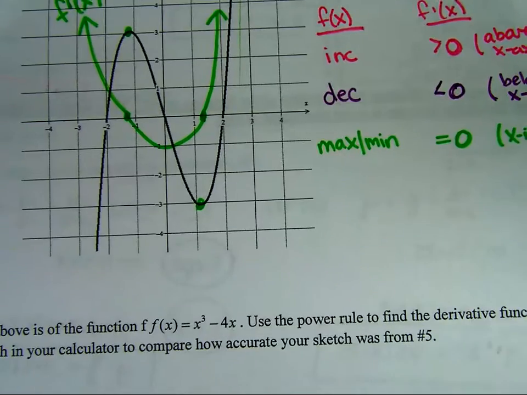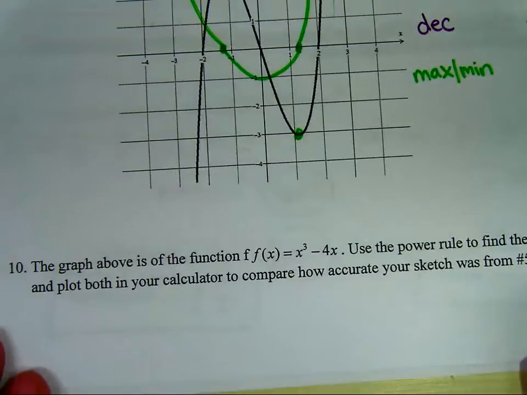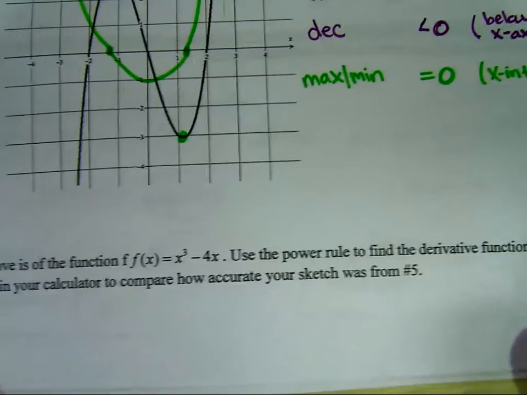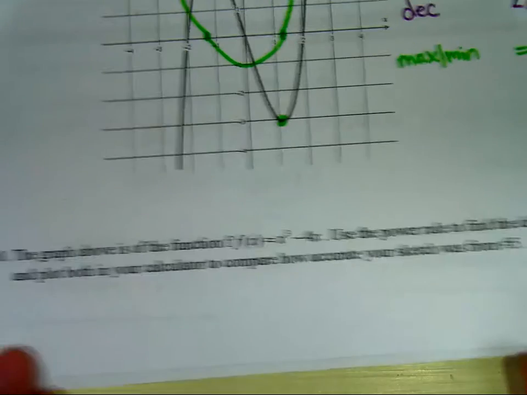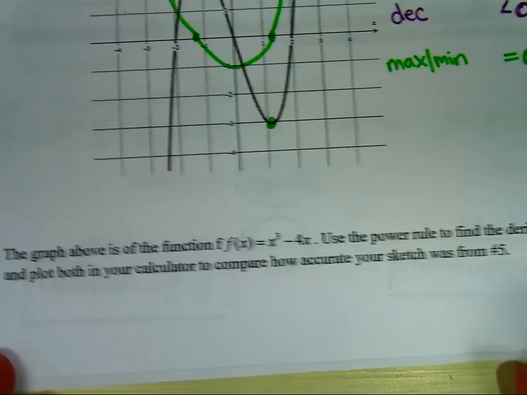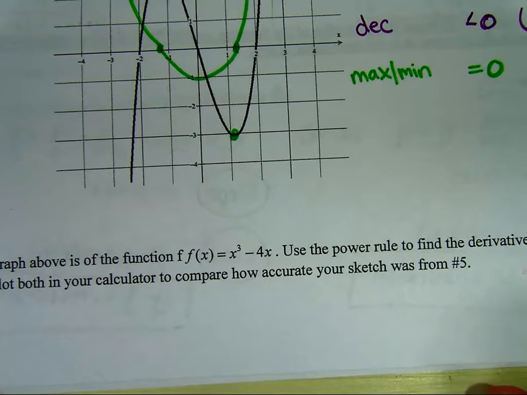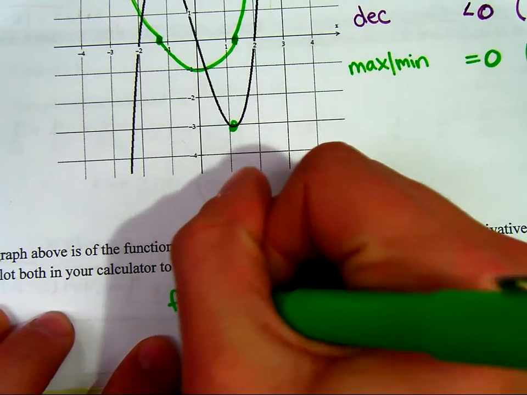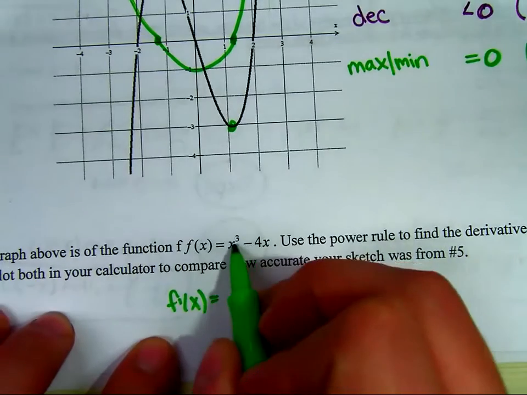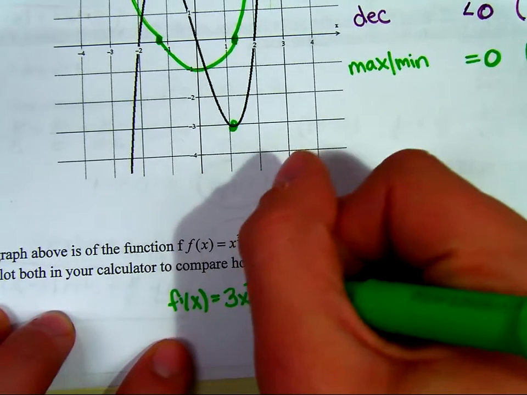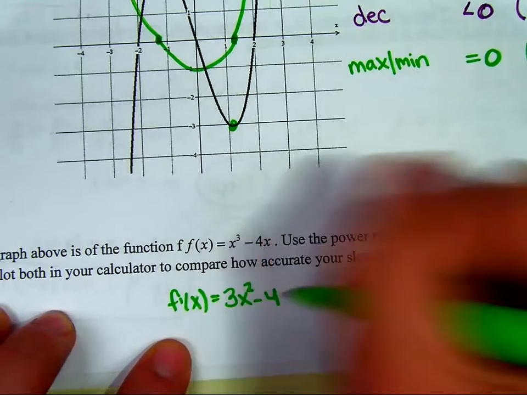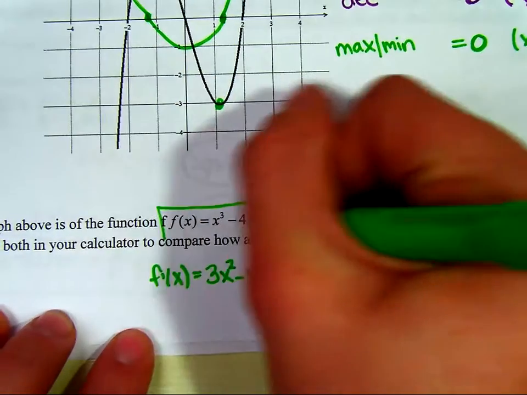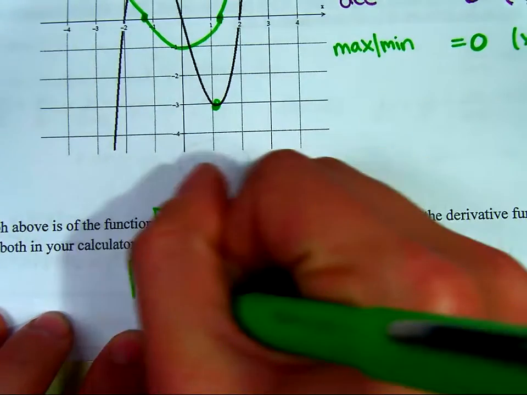All right, so down here for number 10, it says the graph above is of the function f of x. It says use the power rule to find the derivative function, and then plot both on your calculator to compare how accurate your sketch was. So first we have to find the derivative f prime of x. We could do it with the power rule. We could take the exponent 3, bring it out in front. We'd get 3x squared minus 4. That's our derivative.